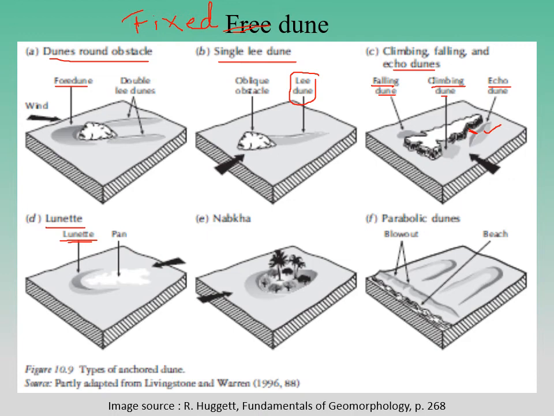And not only that, Barkhan dunes always occur in dry sand, but lunate dunes are found to occur with these kinds of moist surfaces.